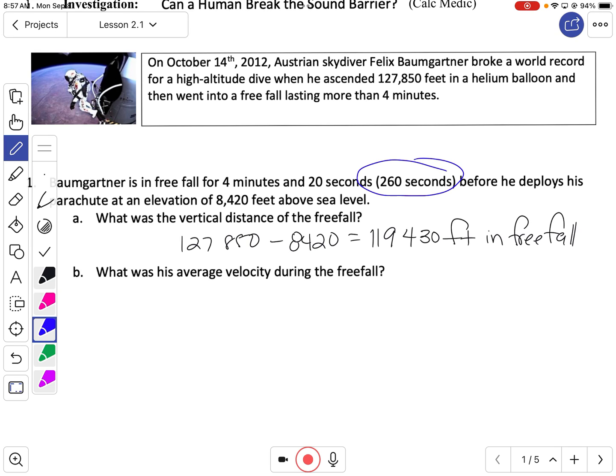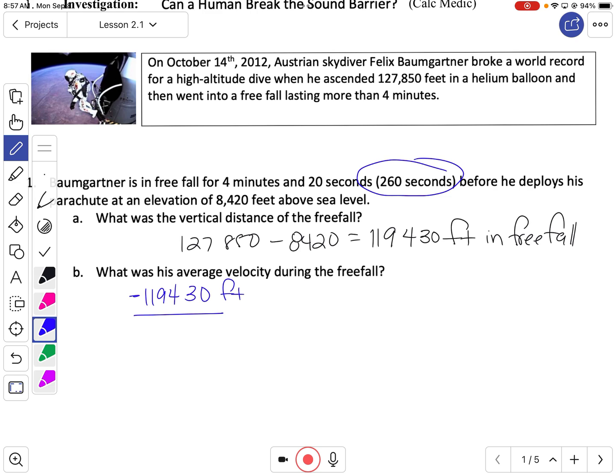All right, what is velocity? Yeah, change in distance over time. It's his speed with some direction, so we know which way he's going. So the change in his distance was negative 119,040. Why did I make it negative?